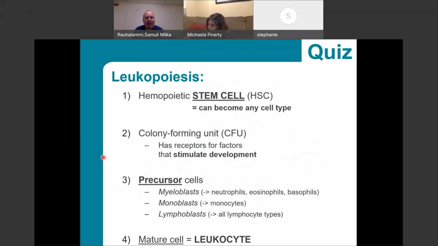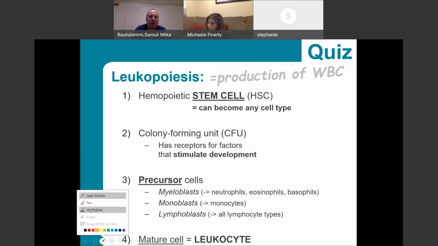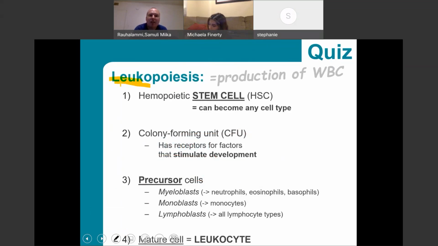In terms of leukopoiesis, the production of the white blood cells, it's very similar to what we did when we went through the production of the red blood cells. So everything starts again with stem cells. In this question on the quiz, you're asked to organize them in order, choose 1, 2, 3, 4, which is the first step. First step is the hemopoietic stem cells. So stem cells could become any type of cell. So that's why we start with those.